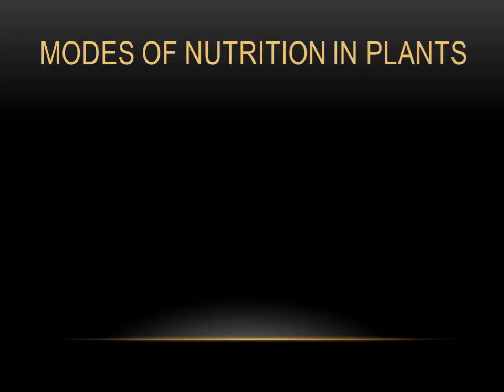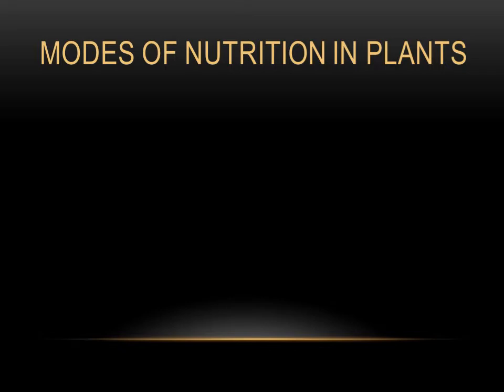Now, let us see the modes of nutrition in plants. We know that nutrients enable living organisms to build their bodies, to grow, to repair damaged parts of their body, and provide energy to carry out the life processes. Nutrition is the mode of taking food by an organism and its utilization by the body.